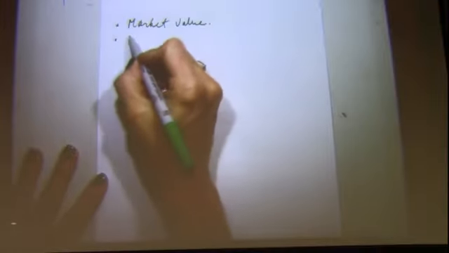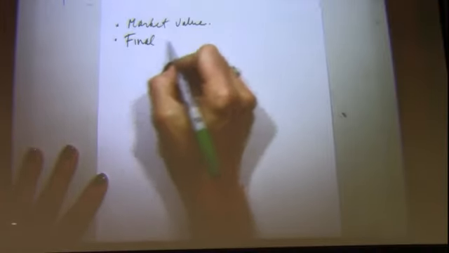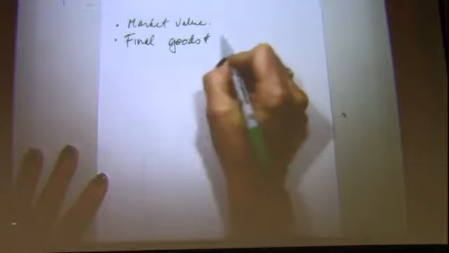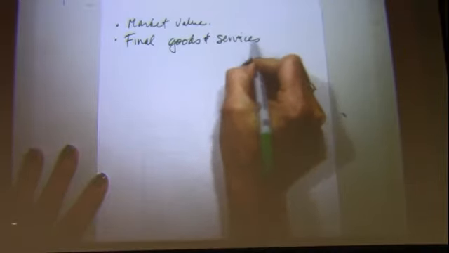We would say, okay, let's find out what the market value is for oil. What was the market value for wheat? What was the market value for hogs? What was the market value for computer parts? What was the market value for financial services? Okay, so we're going to find out how much did this stuff sell for when it was all over? And this market has to be final goods and services. Okay, and there are markets for which it is not final.